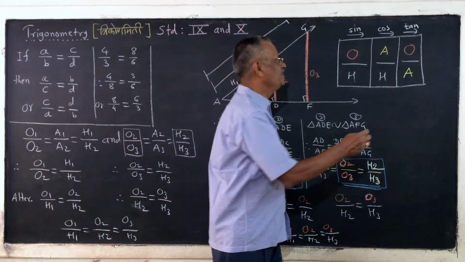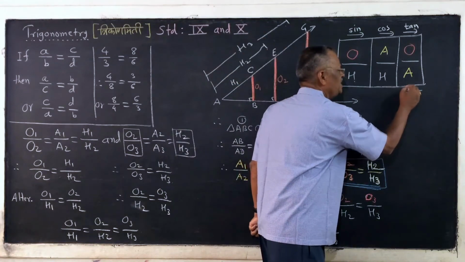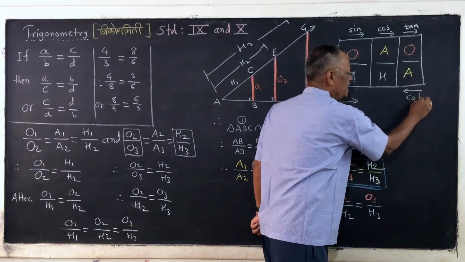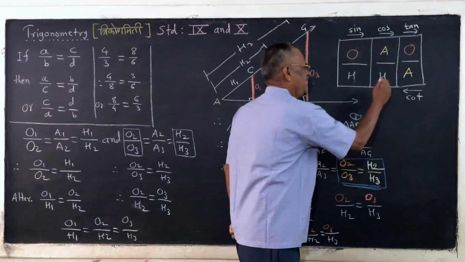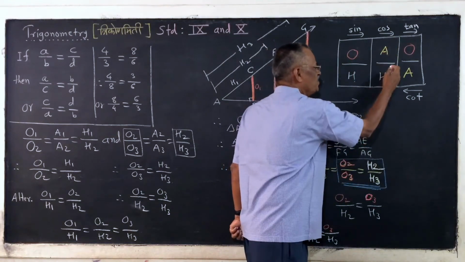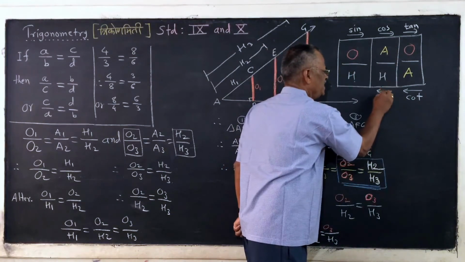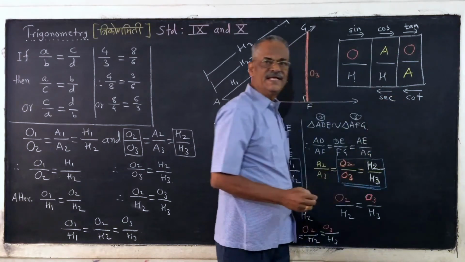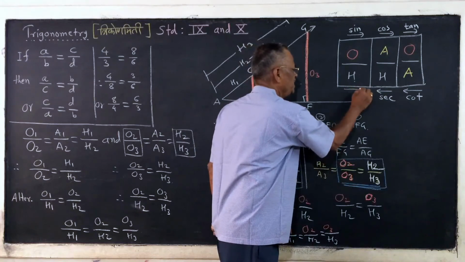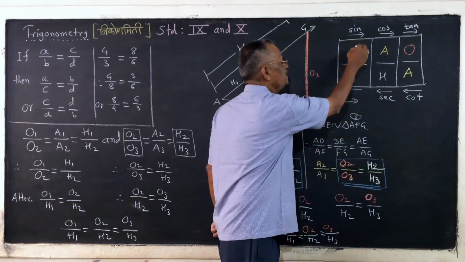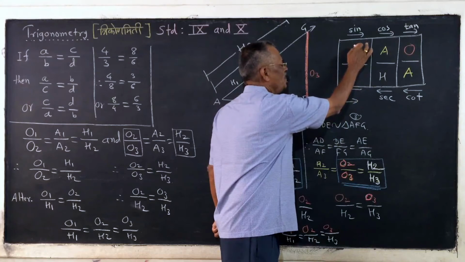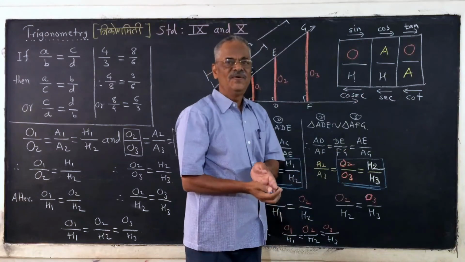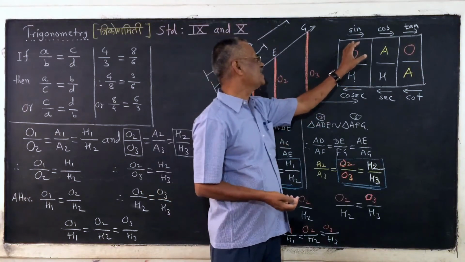And if you take the reciprocal ratio, adjacent upon opposite, let us call that ratio cot. If you take the ratio H upon A, you can call that ratio sec. And if you take the ratio H upon O, that is cosec. So in all, basically three ratios are there first.